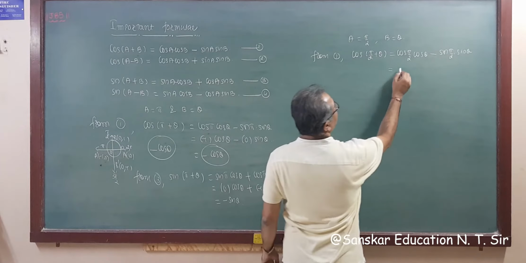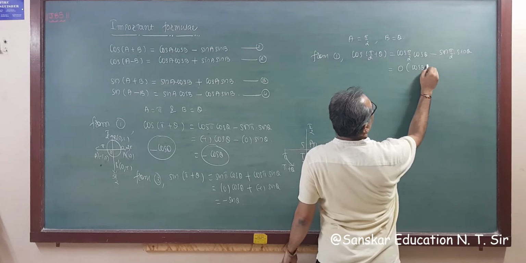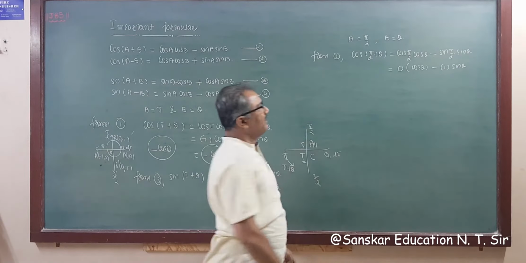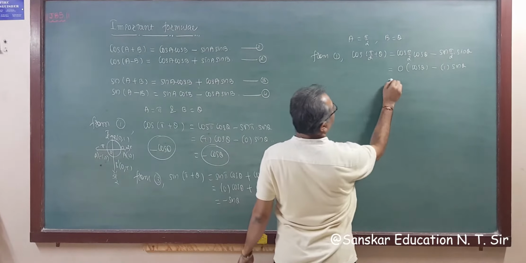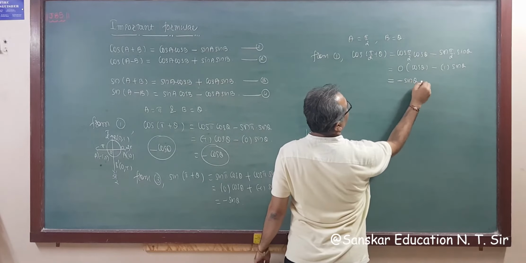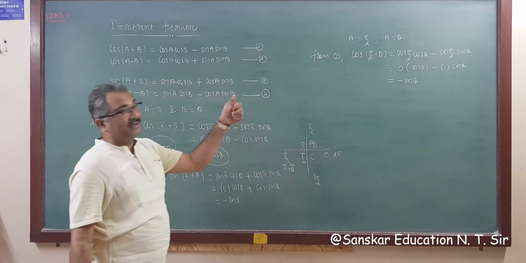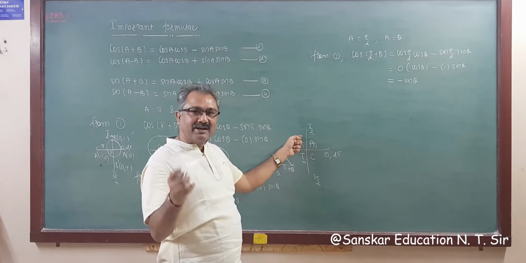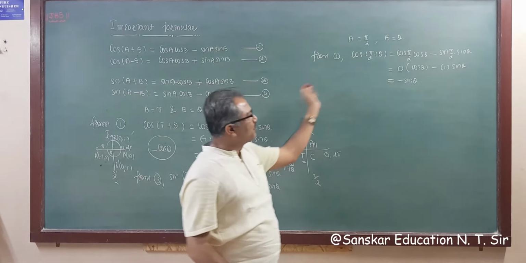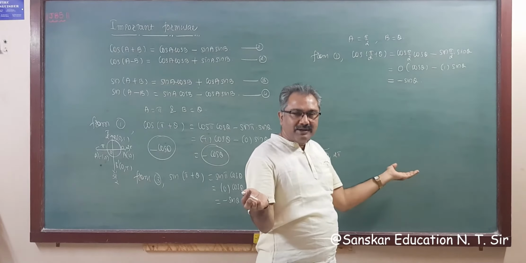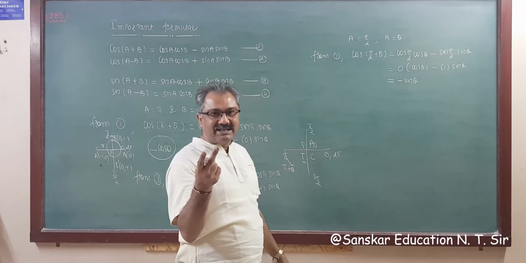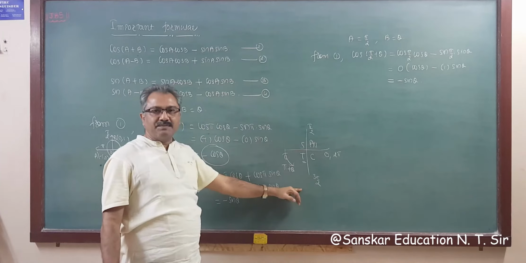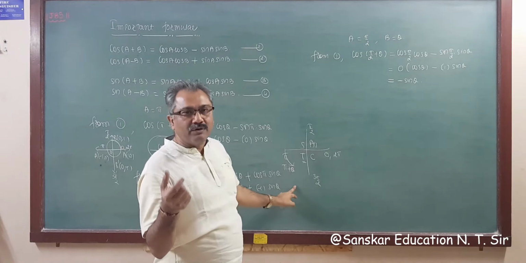So cos pi by 2 is 0 into cos theta, and minus sin pi by 2, which is 1, into sin theta. So your answer will be minus sin theta, right? And you can write cos(pi by 2 plus theta) directly: pi by 2 plus theta is in the second quadrant, cos is negative and the function changes, so minus sin theta. You will get the answer directly within 2 seconds instead of doing this and remembering this formula. So this is a shortcut method and time saving method for you.